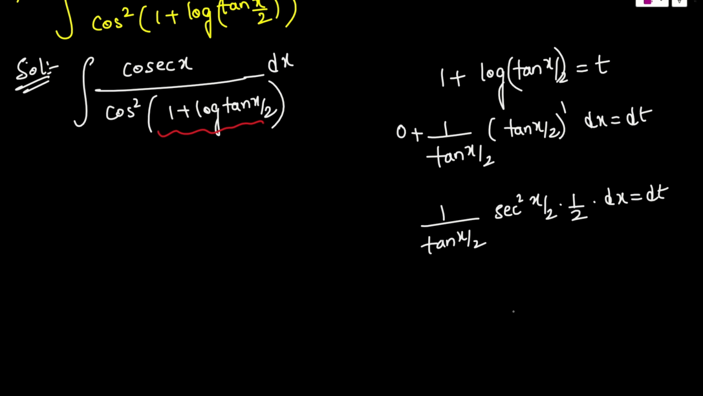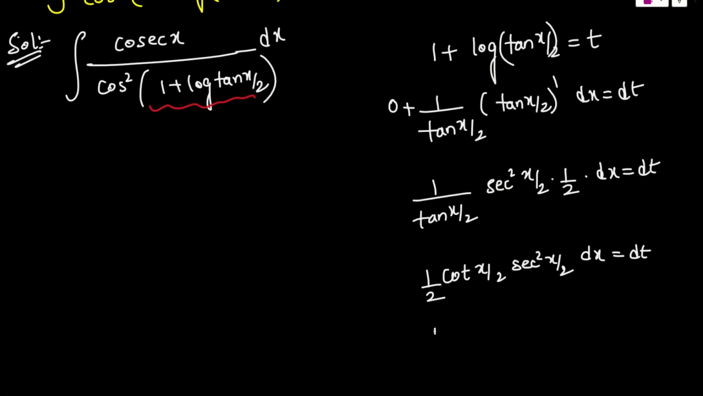Let us see. This is in the form of secant square theta by tan square theta. We already know that 1 by tan is nothing but cot. So I'll write it as cot x by 2 times secant square of x by 2. This 1 by 2 I'll take outside, into dx must be equal to dt. We know the cot formula.